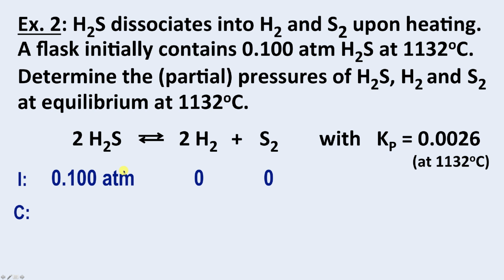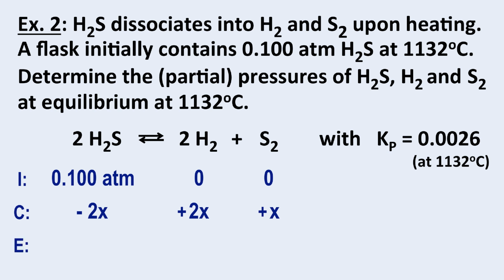We don't know how much it's going to react, how much change there will be, so we're going to symbolize that by x. What we do know is if S2 changes by some amount, we'll call it x, and we know this is positive because S2 is being formed, then H2 is going to change by twice as much because it's 2-to-1 stoichiometry. And H2S will also be 2 times as much, but it's going to have a negative sign in front of it because its pressure is going to decrease as that substance reacts.